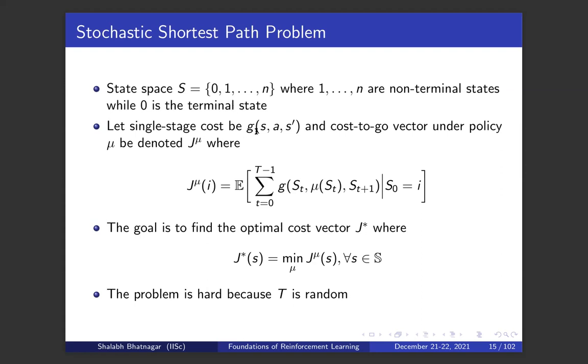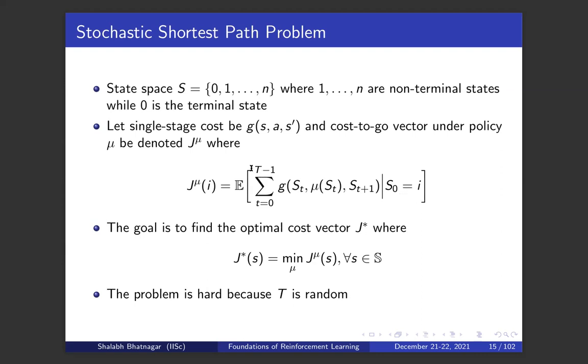Okay, so let's assume that the single stage cost is denoted in this manner, that is g of s, a, s prime. Suppose s is the state at the current instant, a is the action that we choose now, and s prime would then be the state at the very next instant. The cost to go vector under policy mu, let's call that J mu, is defined in this manner: J mu of i is the expectation of the sum from t equals 0 to capital T minus 1 of all these single stage costs, given that we are starting off in state i.